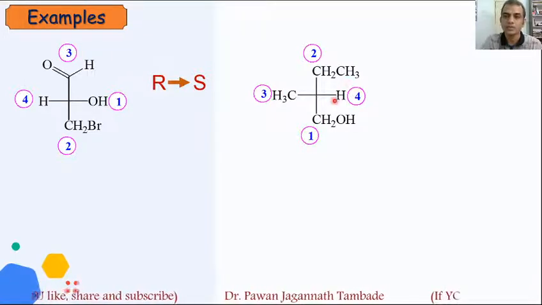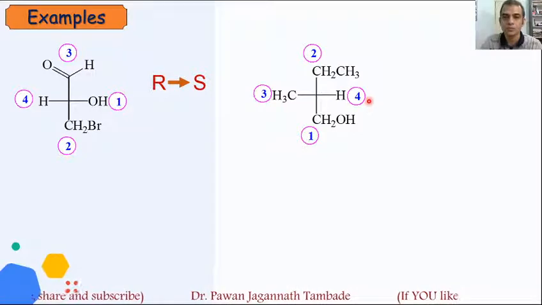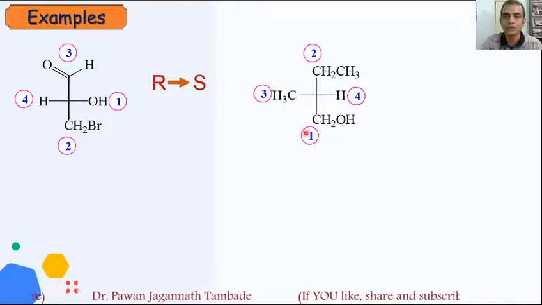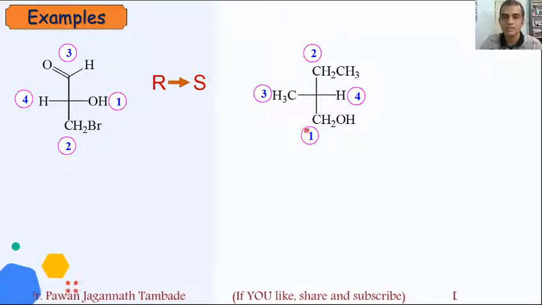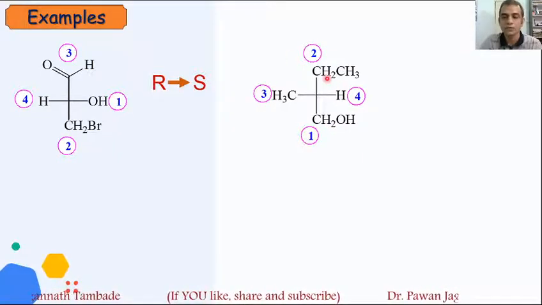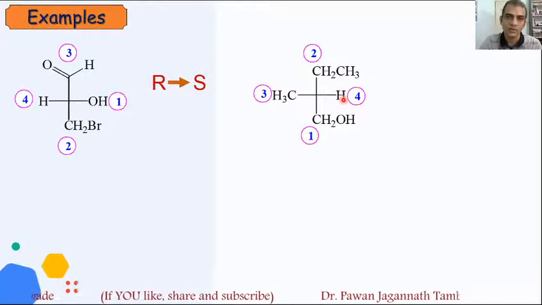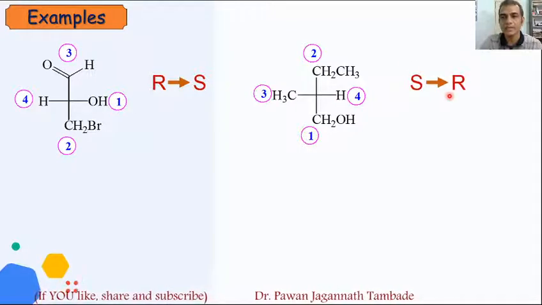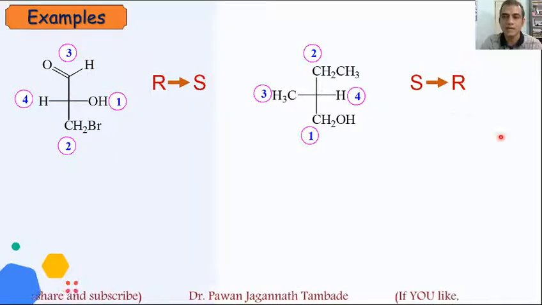Again, ignore this fourth priority atom or group and look at 1, 2, 3. When you look at this group having priority 1, 2 and 3, then you can read them in anti-clockwise manner, which means it is having S configuration. But again this fourth priority atom or group is present towards the observer. We need to apply opposite rule. This S becomes R. The configuration of this molecule is R configuration.